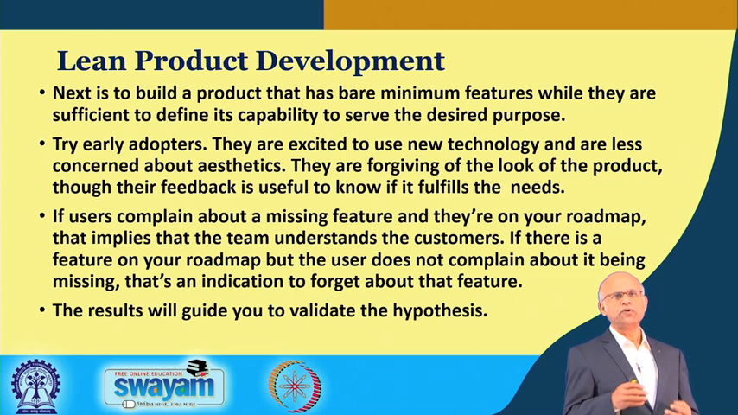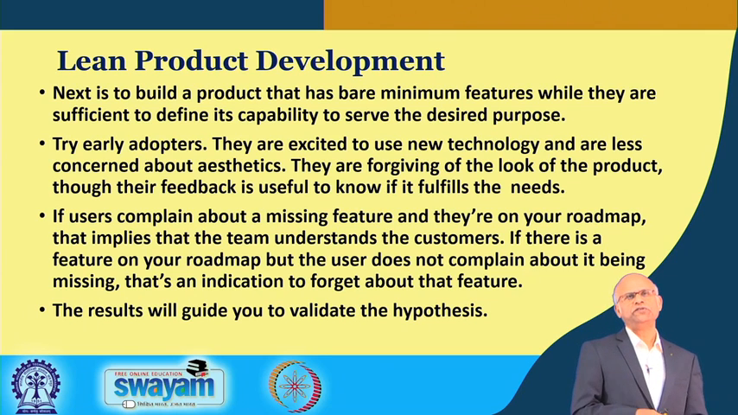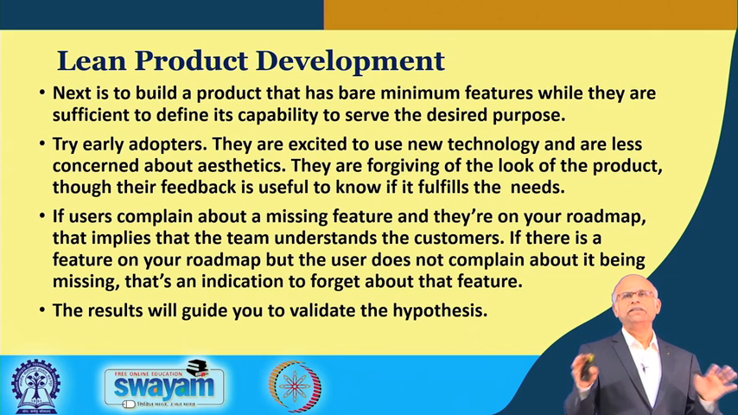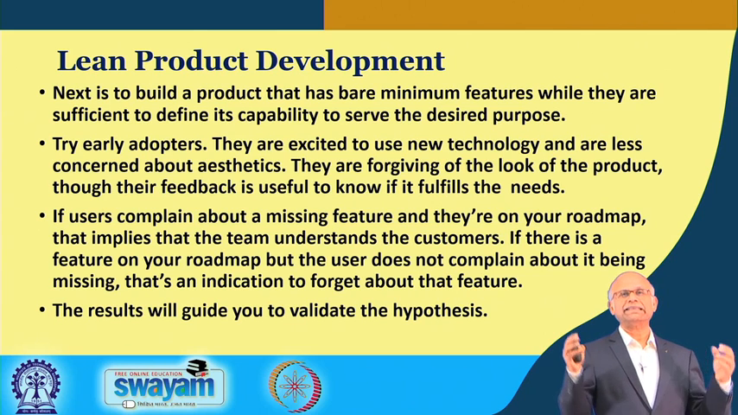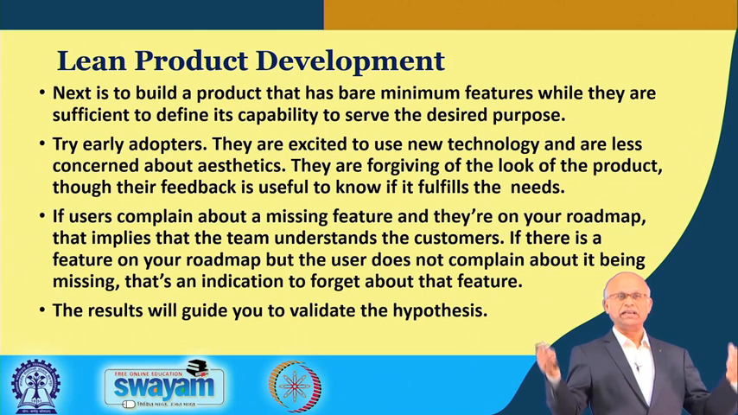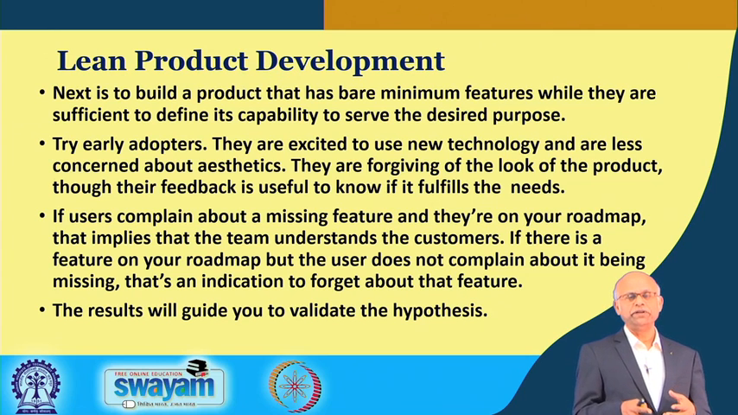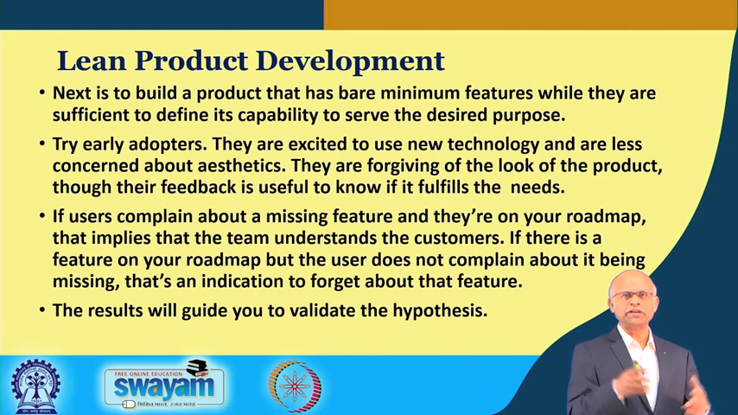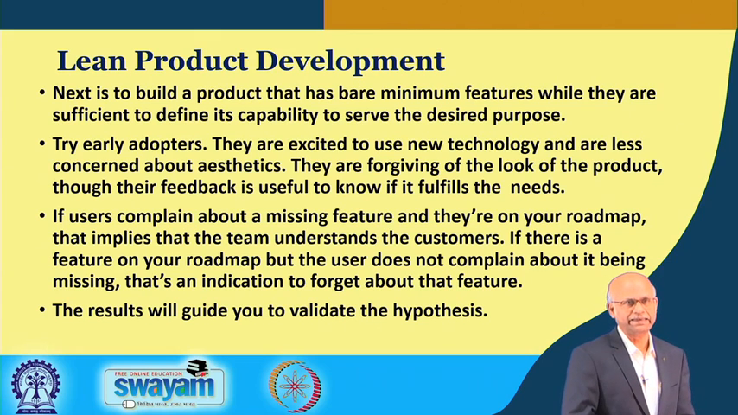Next is to build a product that has bare minimum features, the key features, core features, which are sufficient to define its capability to serve the desired purpose. Try early adopters, because they are excited about new technology and less concerned about aesthetics. They are forgiving, meaning that even if the product does not look nice, they do not care about it. They are forgiving about the look and feel of the early product, provided it fulfills their need.